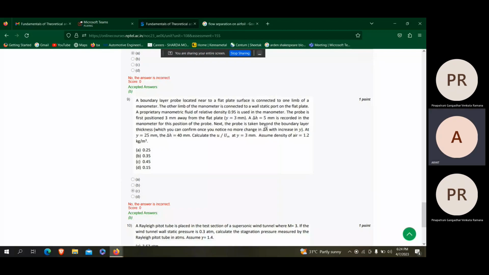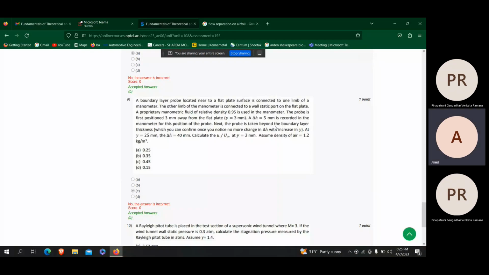Then I think you are now a bit clear. Can you explain what they did next? Sir, after this measurement of delta H equals 5 mm, they did one more measurement.